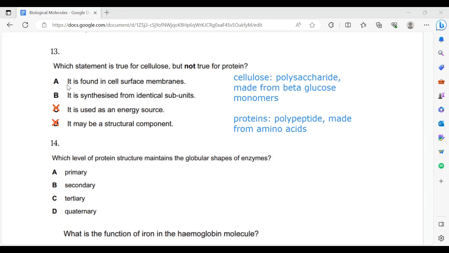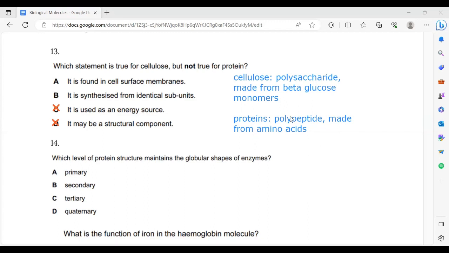So another option is it is synthesized from identical subunits. Cellulose is synthesized from beta-glucose monomers, and all beta-glucose monomers are identical. They do not vary from one monomer to another, right? However, proteins are made from amino acids, and as we have discussed in the previous video, if you have not watched it, please do.